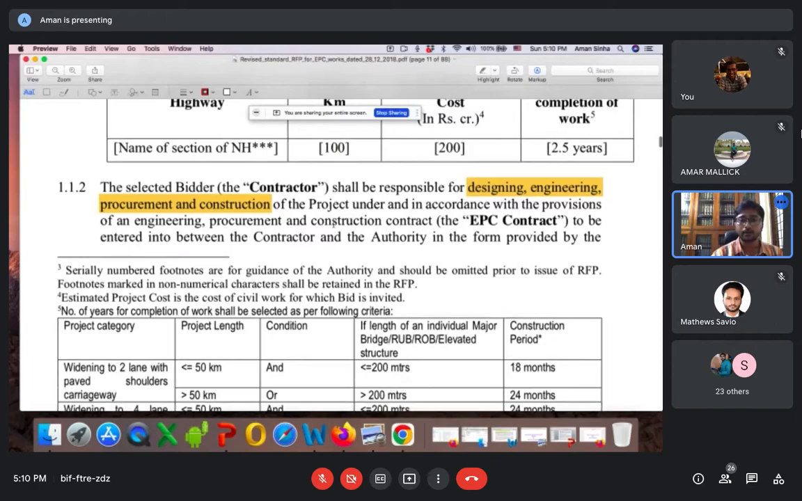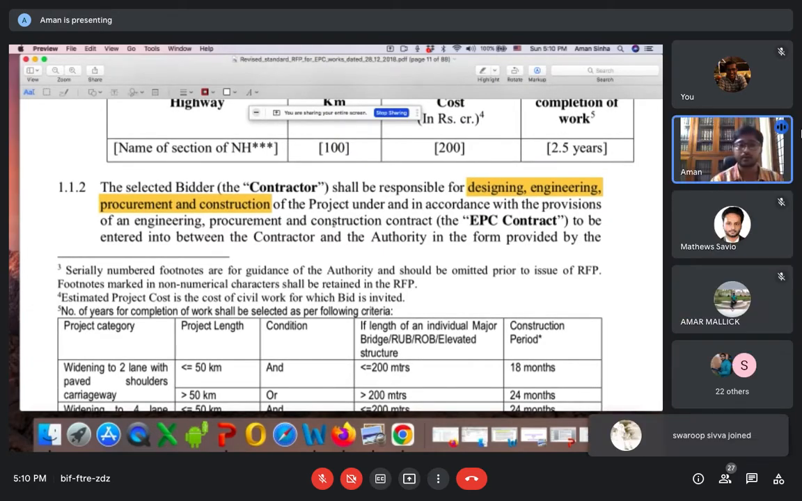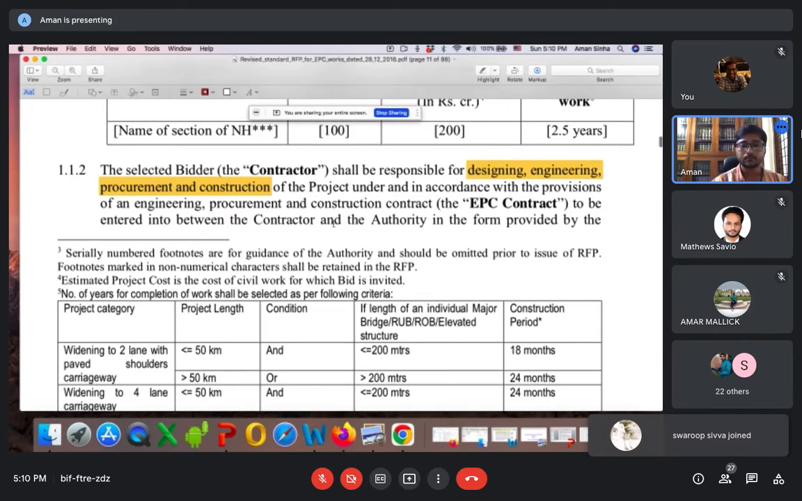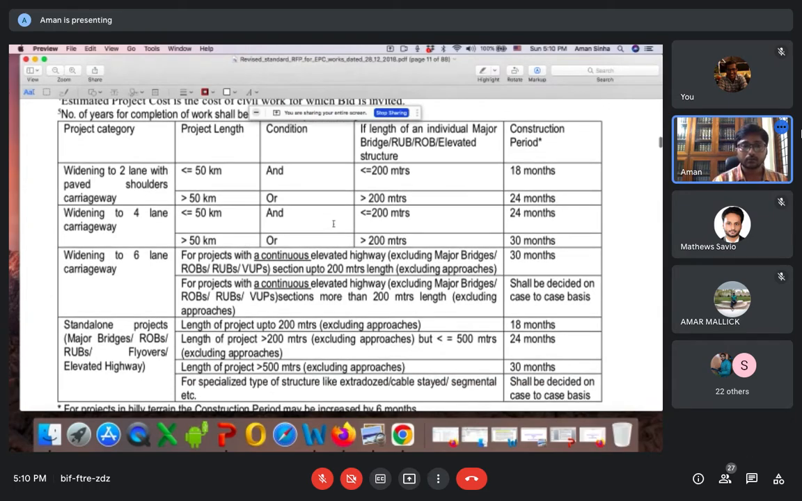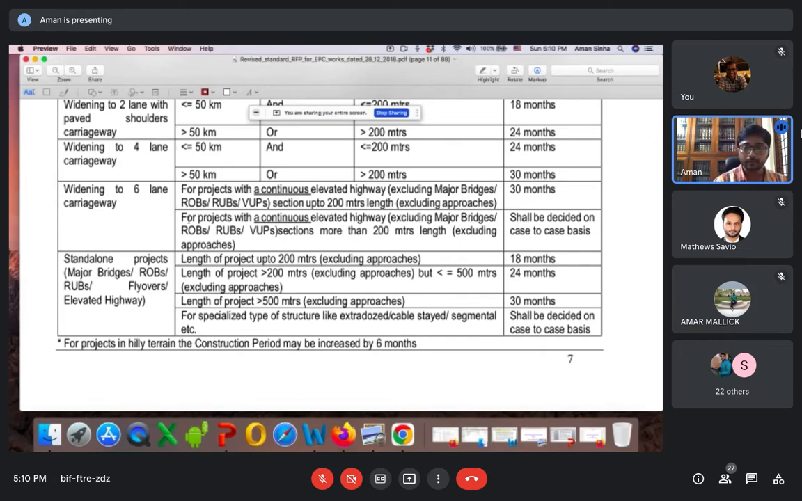So this is an EPC contract. Usually the designing, the engineering part, procurement and construction, these are the obligations for the contractor. This is just a draft, showing the construction period as such, if the project length is this much and this much, 2 lane, 4 lane, 6 lane. I'm putting this to get you acquainted with how I'm going to deal with things further.